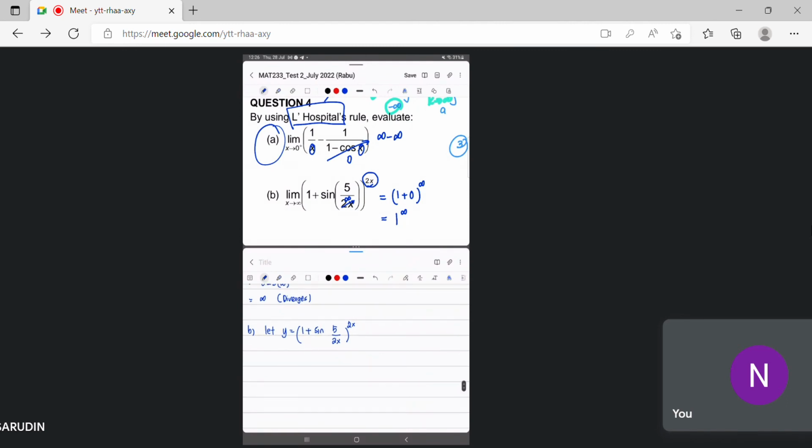Okay, the next step, we just need to put ln on both side. Dia dah lebih kurang sama macam yang log differentiation tu. Okay, so ln y equal to ln 1 plus sin 5 over 2x power of 2x. So, bila ada ln, kenapa kita letakkan ln ni sebenarnya, main idea dia, sama macam log differentiation tau. Okay, bila kita letak ln, kita tak nak ada power of x.